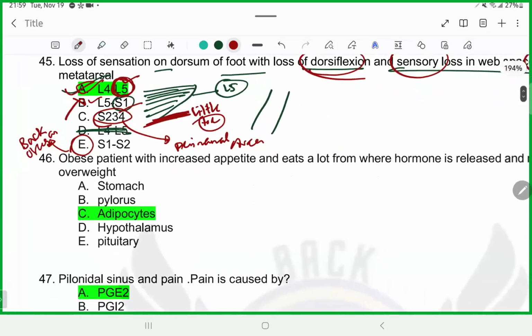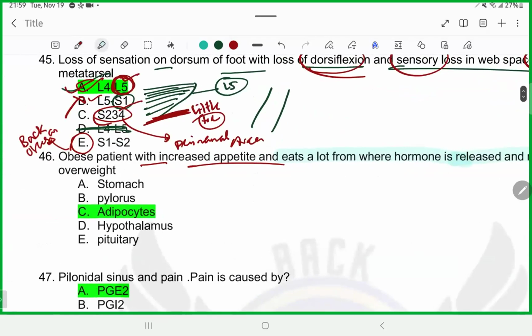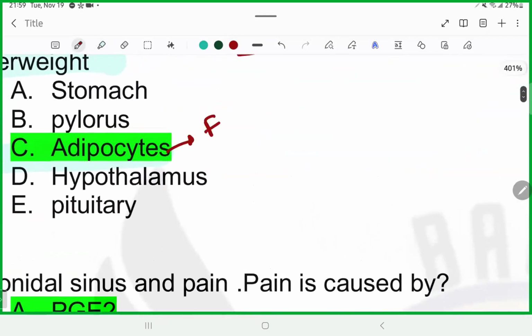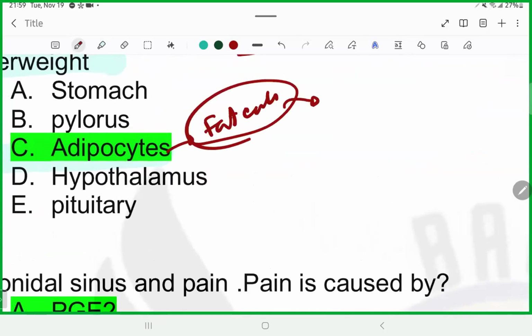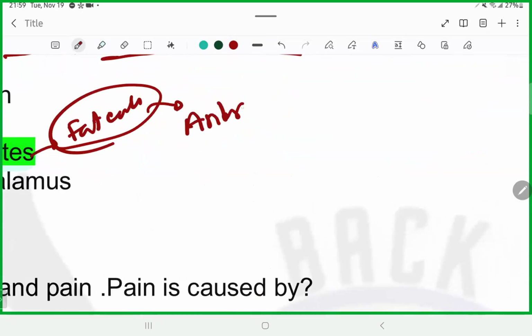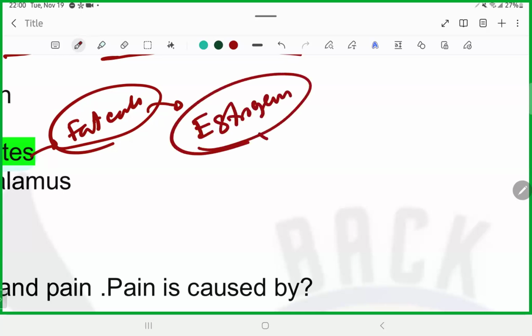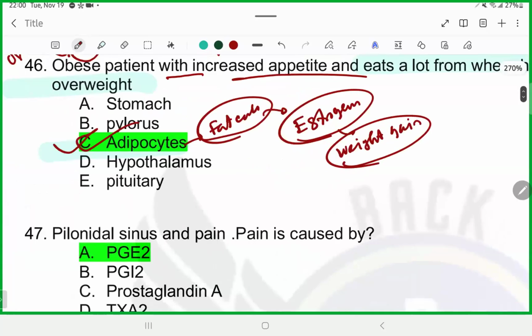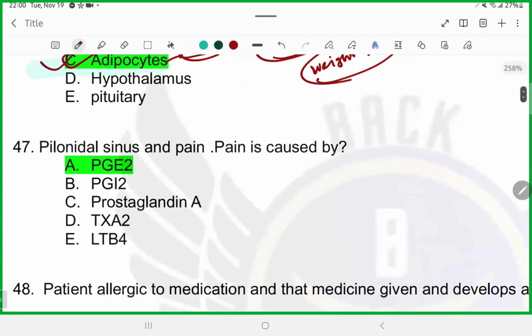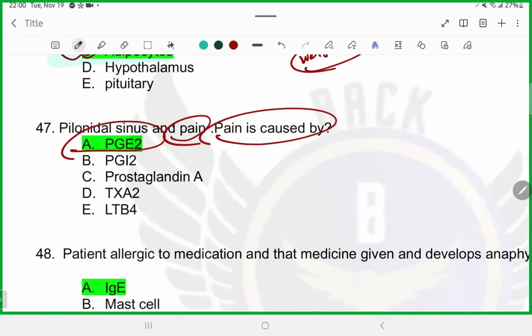Obese patient with increased appetite who eats a lot: from where is the hormone released that is responsible for overweight? Guys, yes, adipocytes. Let me tell you how. When you eat a lot, you get a lot of fat cells, and fat cells will, in shortcut, release estrogens and cause weight gain. So those males who are a little bit fat, be very careful about it. Lose some weight. Pilonidal sinus and pain: pain is caused by prostaglandin E2. I have told you during our studies, find it in our arrows.